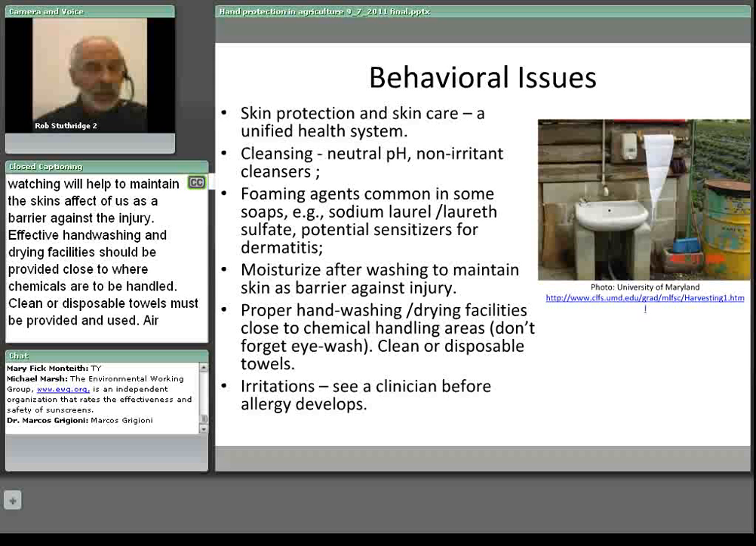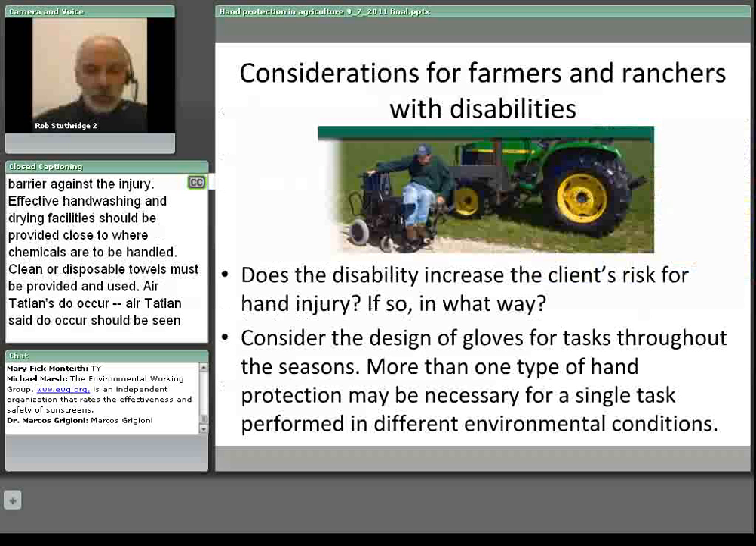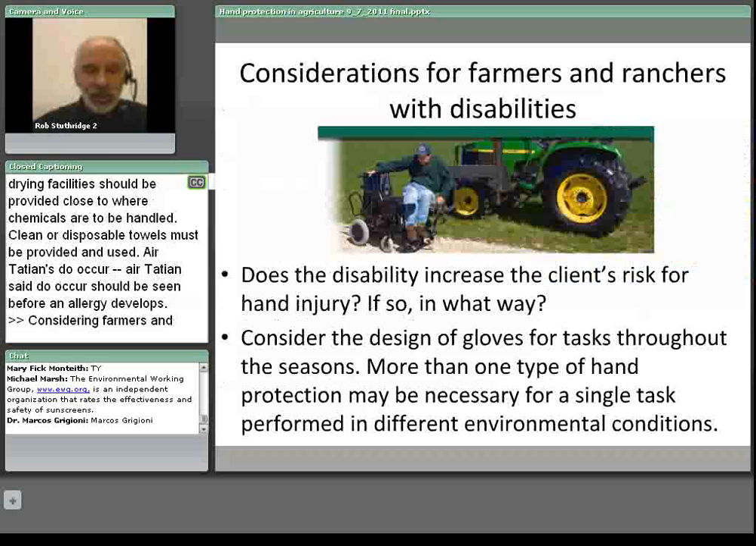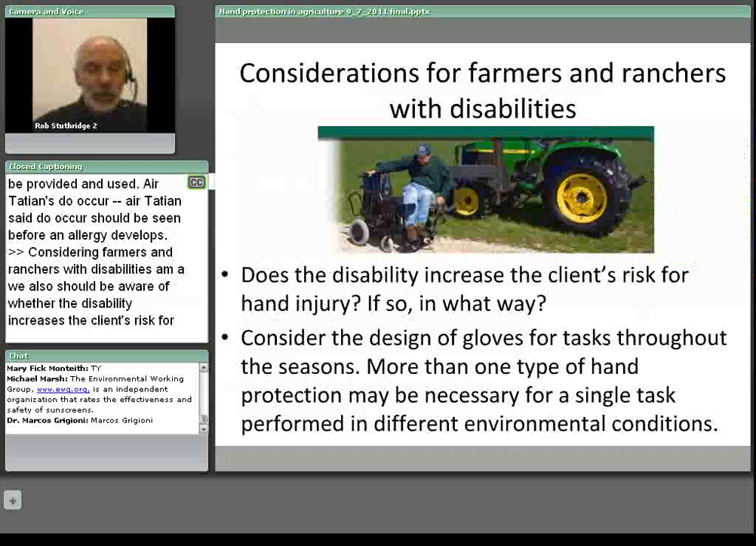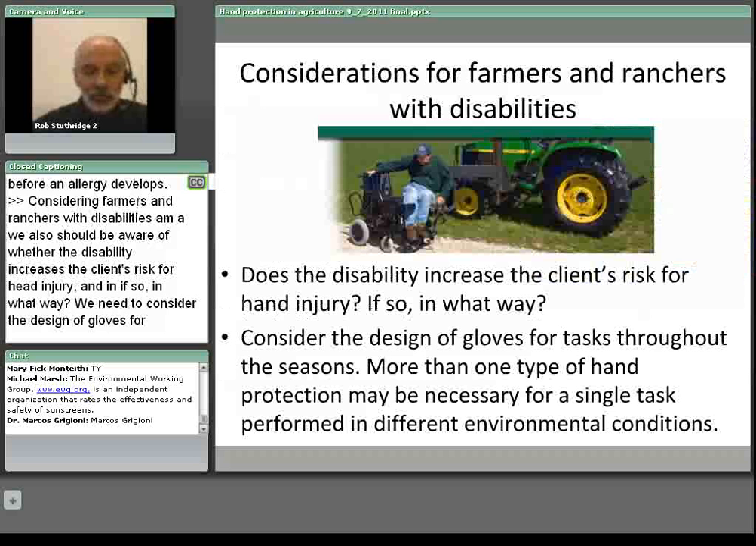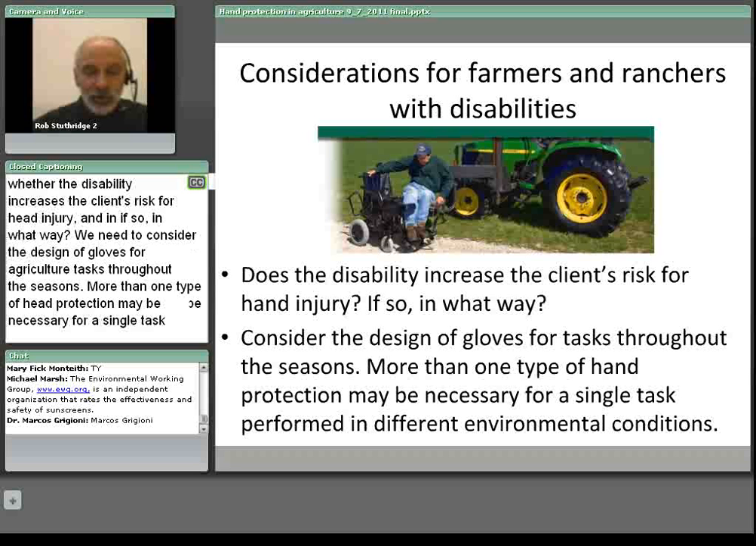Considering farmers and ranchers with disabilities, we also should be aware of whether the disability increases the client's risk for hand injury, and if so, in what ways. We need to consider the design of gloves for agricultural tasks throughout the seasons. More than one type of hand protection may be necessary for a single task performed in different environmental conditions. We've already mentioned earlier the reduced tolerance to cold that attends some of these disabling conditions.